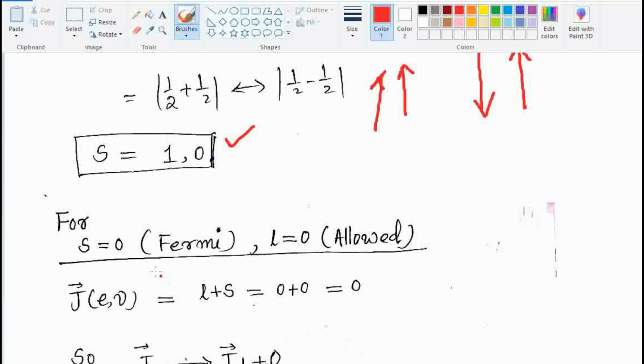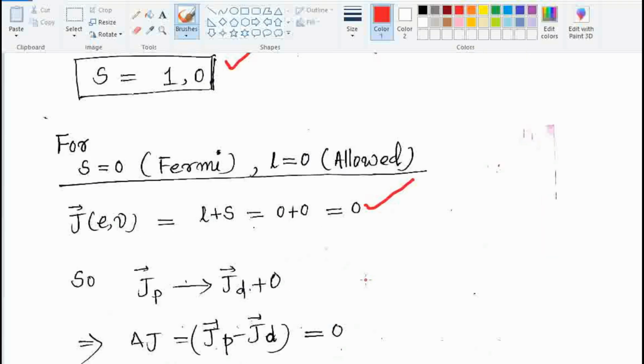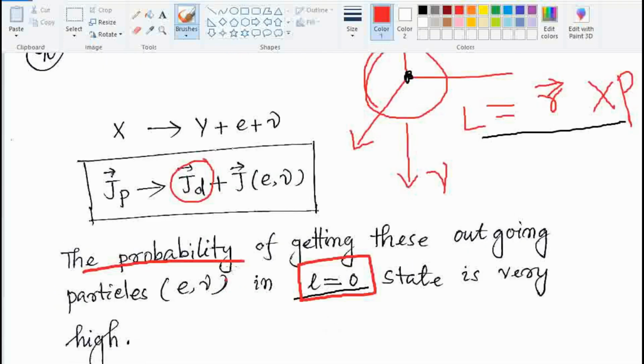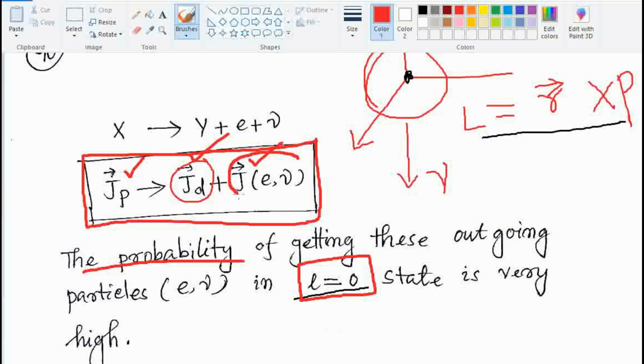So if L equal to 0 and S equal to 0, what is the J value, the spin of the outgoing particle? We know J equal to L plus S. So you add this, 0 plus 0 equal to 0. That means the change in the spin between the parent nucleus and the daughter nucleus is 0, because the outgoing particles are taking a spin of 0. As I have written here, look at this equation: the parent nucleus spin is the addition of the daughter nucleus spin and the outgoing particles' spin.